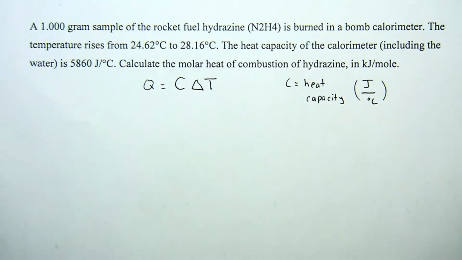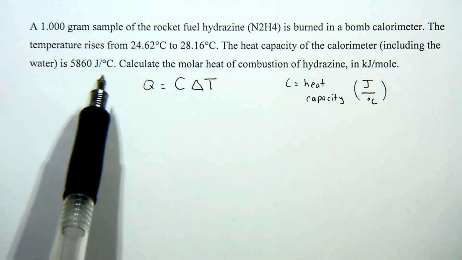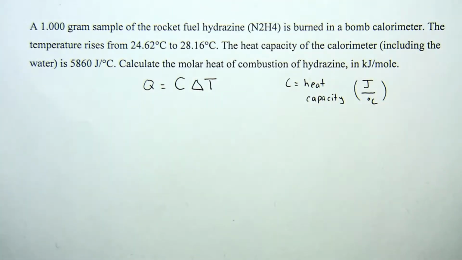Okay, so we got another thermochemistry problem here. In this case, we're doing a bomb calorimeter. So in this problem, we're burning a 1 gram sample of a rocket fuel called hydrazine, and we're given some information about the temperature that's raised and the heat capacity that's given, and we're supposed to use this to find the heat of combustion for this chemical.